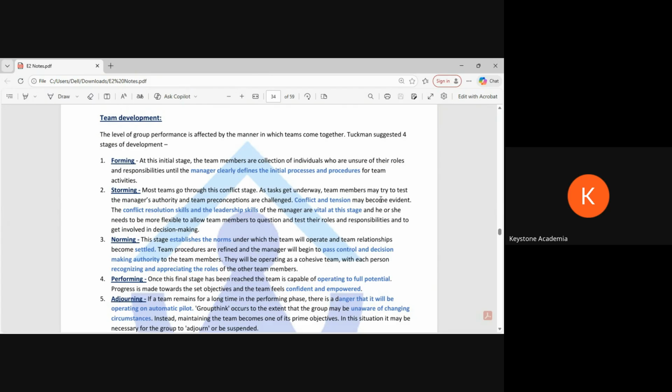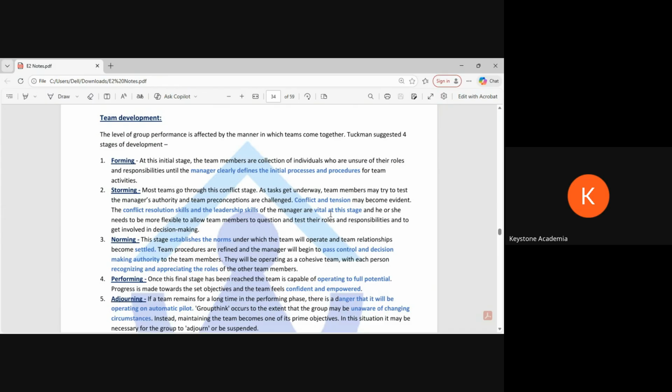As tasks get underway, team members may try to test the manager's authority, and team preconceptions are challenged. For example, somebody was working in a certain role. Now they have to go down, and the other person will be taking the lead. So obviously, it might create conflict. So here we have to show a leadership skill. Conflict resolution skill is vital at this stage, and he or she needs to be more flexible to allow team members to question and test their roles and responsibilities and to get involved in decision making.